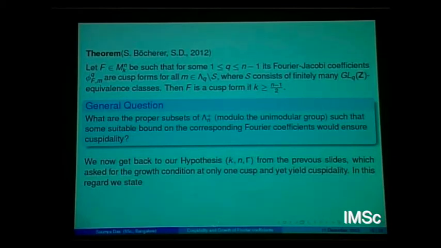Now let us get back to our hypothesis from the previous slides, K and gamma, which asked for the growth condition at only one cusp. So I forgot to mention, it was more or less clear that all these assertions were at the cusp infinity. Namely, you consider the usual Fourier expansion, right? And now we want to look at growth condition at an arbitrary cusp. So this makes life a bit difficult.